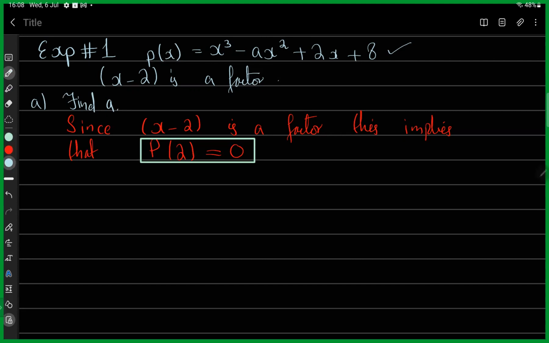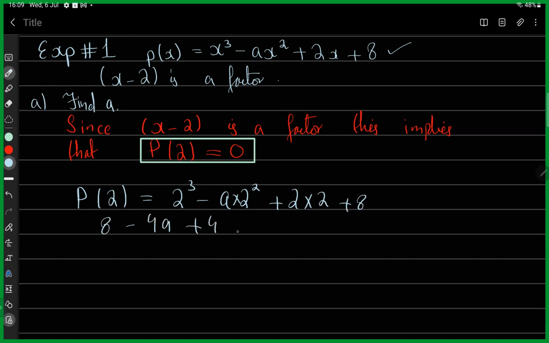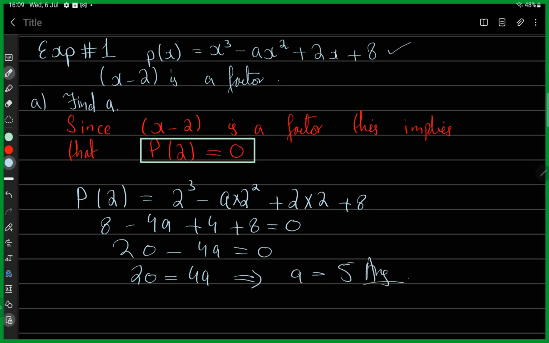So since P of 2 would be 0, I can just plug in 2 in P to see the value. 2 cubed minus a into 2 squared plus 2 into 2 plus 8. And it would give me 8 minus 4a plus 4 plus 8 equals 0. And this would give me 20 minus 4a equals 0. And it would give me 20 equals 4a. And this would give you a equals 5. So this is going to be the answer.